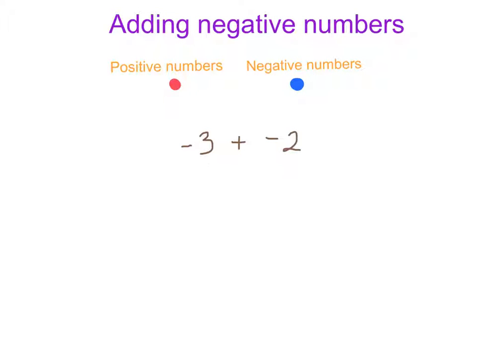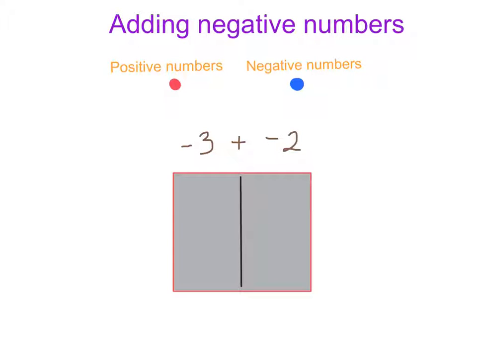So let's look at this problem right here. We have negative 3 plus a negative 2. So this box will help me represent what negative 3 plus negative 2 looks like. So I'm going to take my negative 3 and I'm going to show that here. So right here, remember each of these dots represents one negative. So that's negative 3 plus a negative 2.